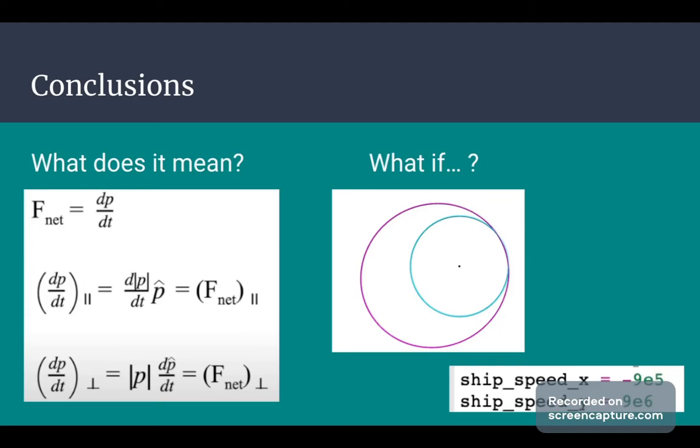The what-if question asks what the initial velocity of the rocket ship would need to be to orbit the black hole. This was found experimentally to be negative 9 times 10 to the 5th meters per second in the x direction and negative 9 times 10 to the 6th meters per second in the y direction.